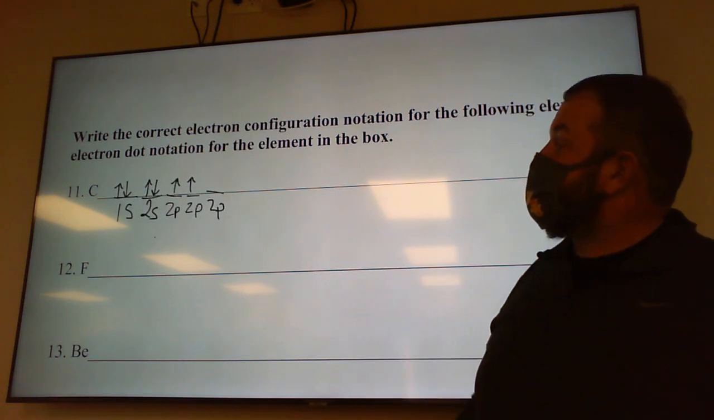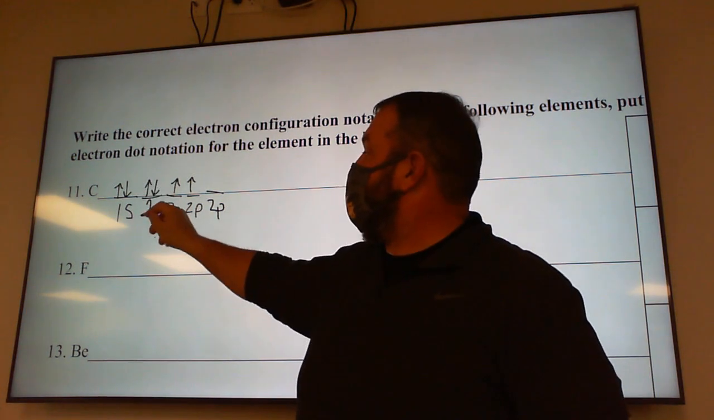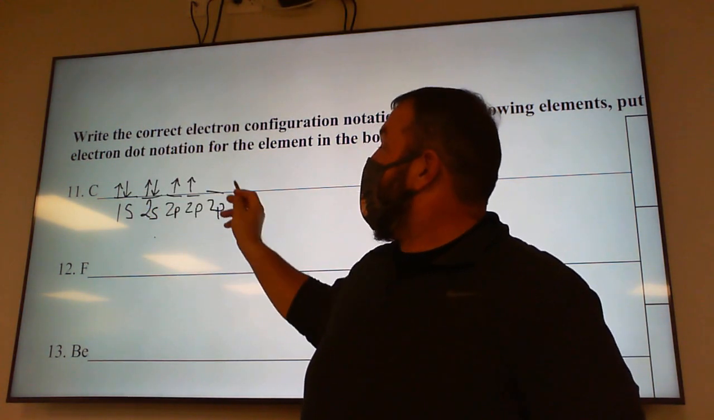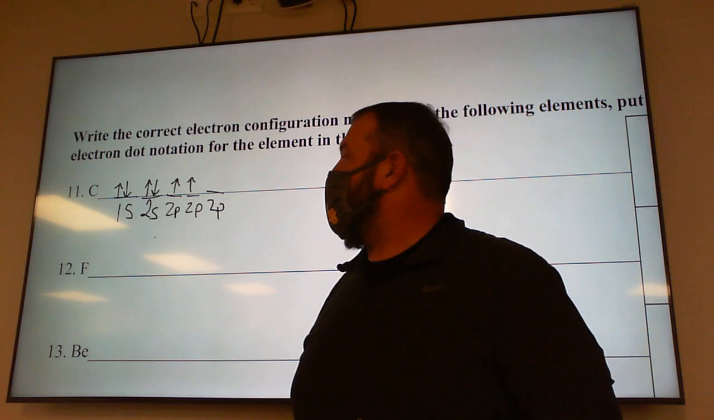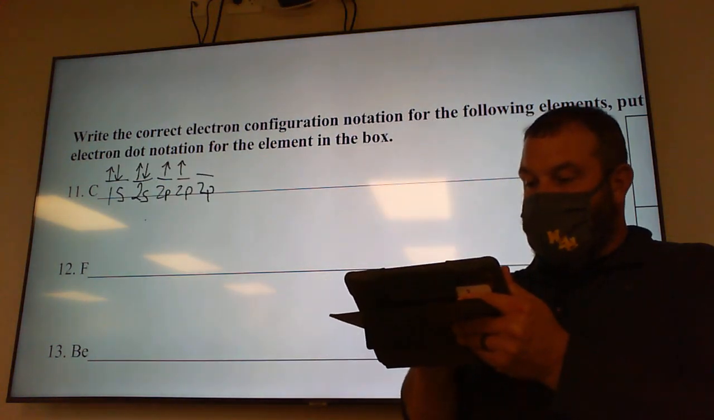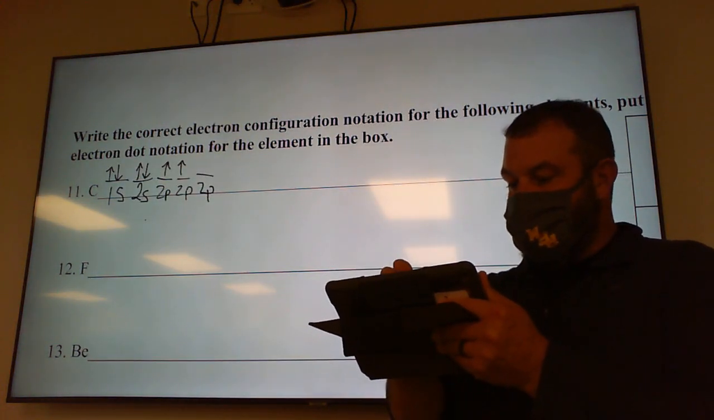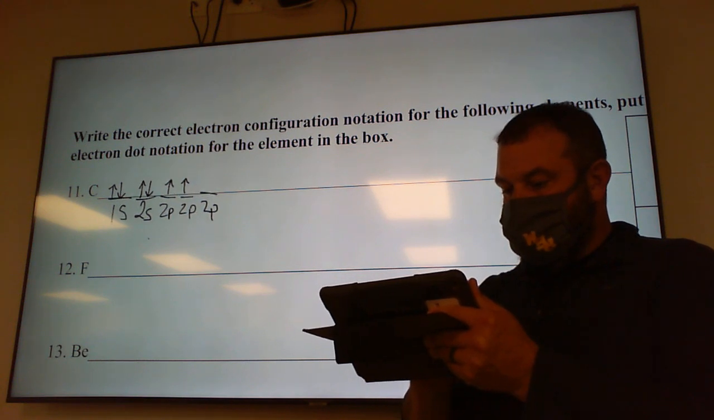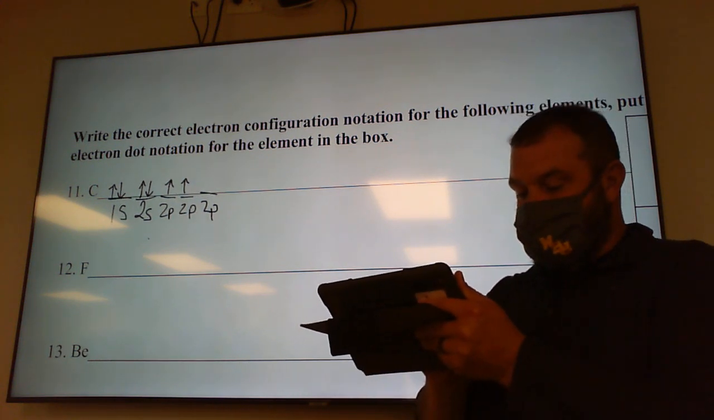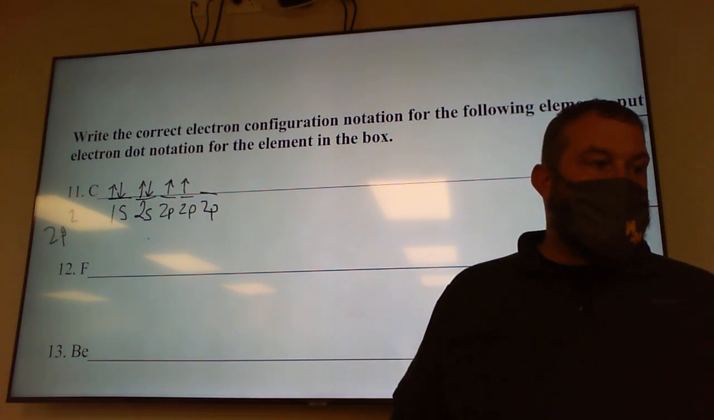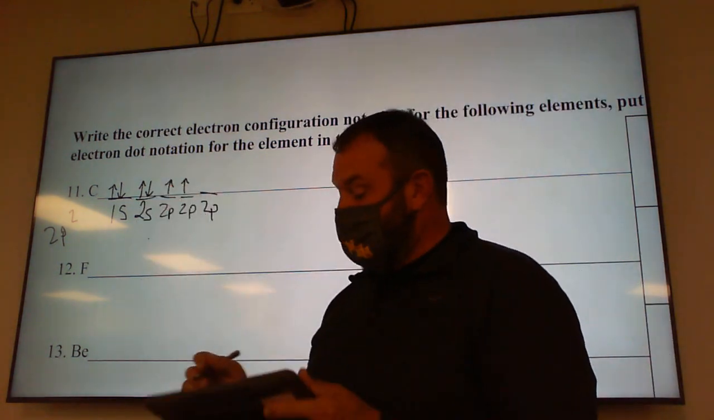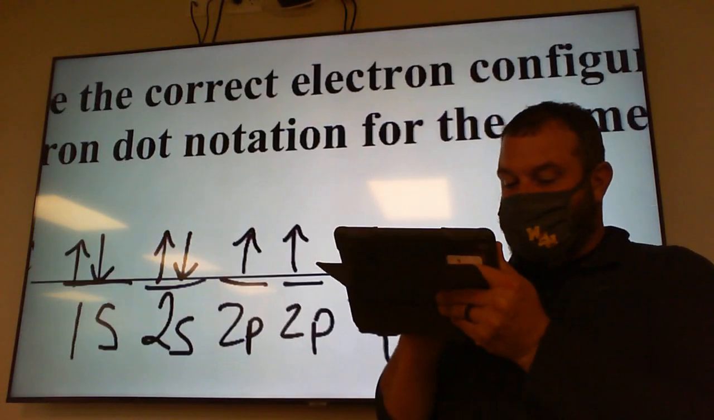Okay, so this is carbon. Carbon was 1s with 2 electrons, 2s with 2 electrons, and in my 2p orbitals total, I had 2. And we said that carbon ended up ending in 2p2.